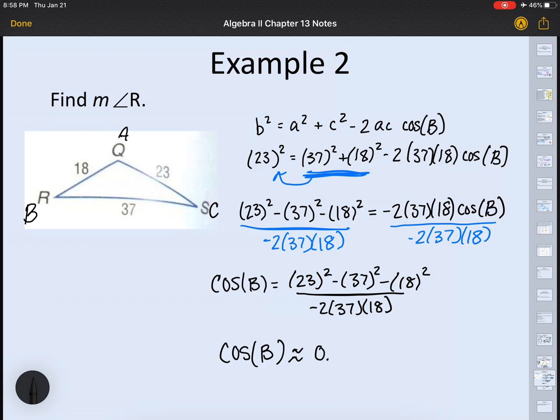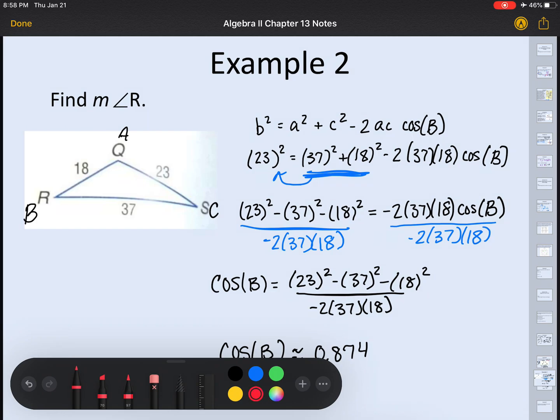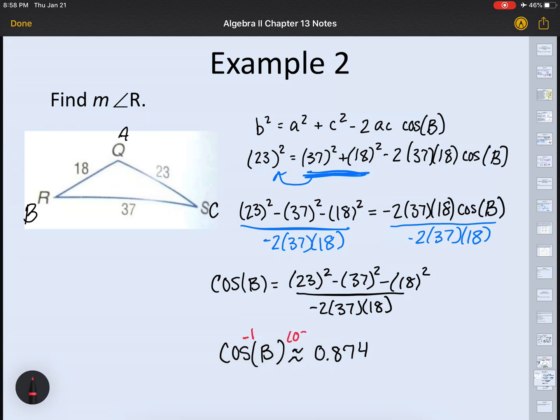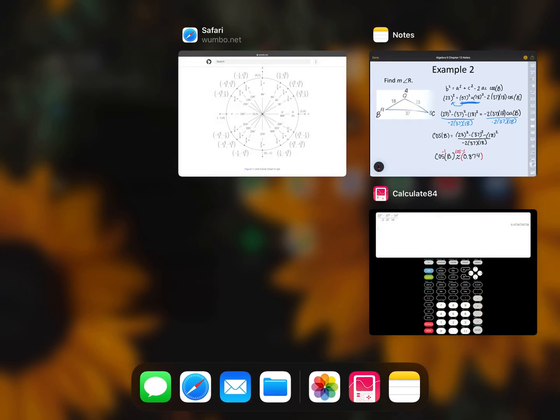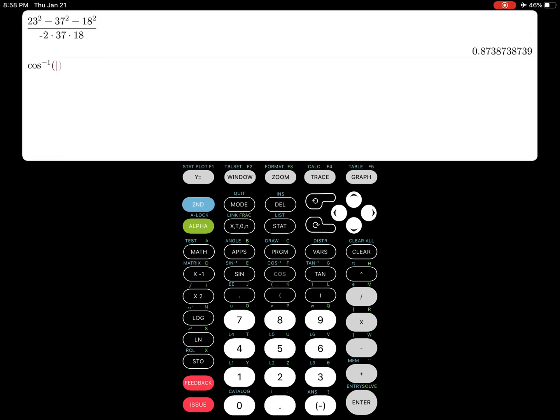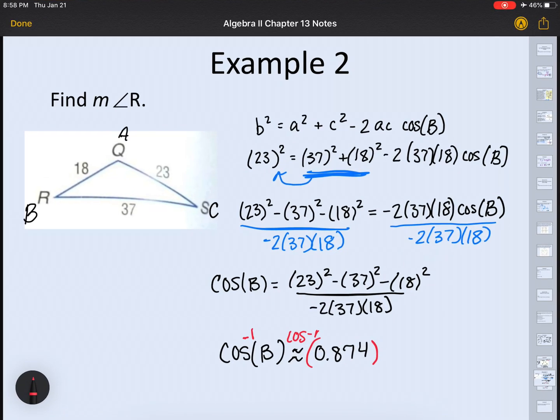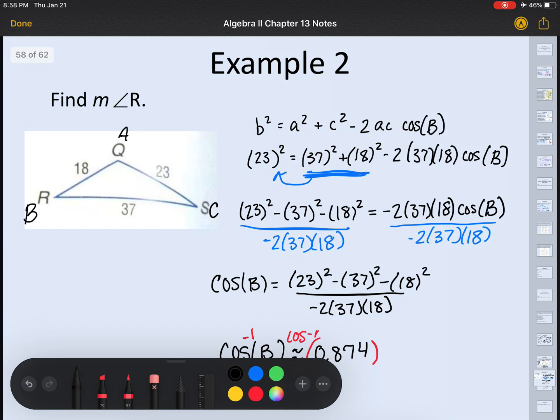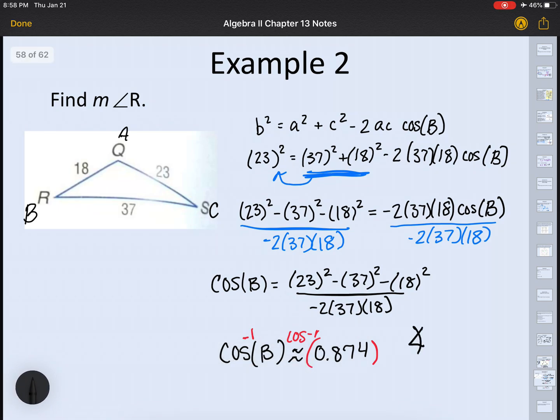It's about 0.874. But we want the angle, so what we're going to do is take the inverse on both sides. So cosine inverse of 0.874. So inverse cosine of 0.874, and we'll get the angle, which is about 29 degrees if we round it to the nearest degree. So we have that angle R is about 29 degrees.